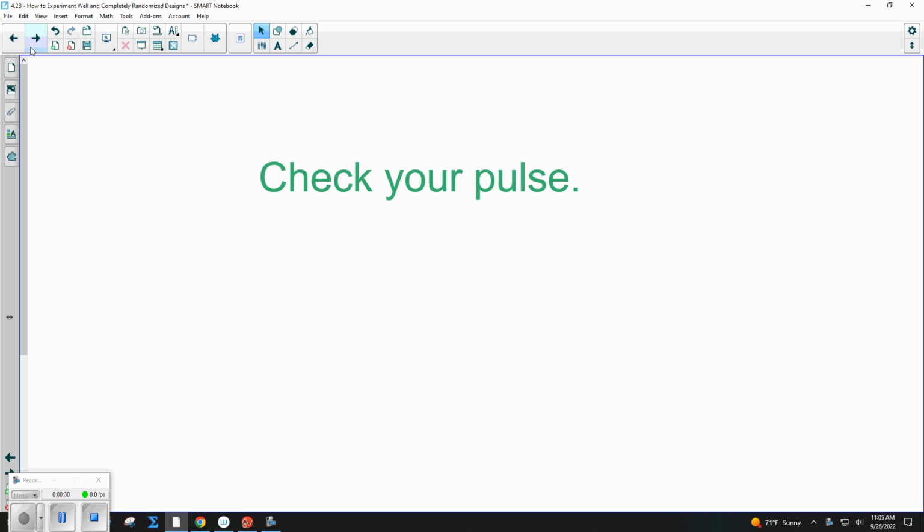All right, we're going to do a little experiment today. So we're going to check our pulse to start. Everybody put your finger here or here, wherever you can feel your heartbeat. We're going to do it for 15 seconds, and then you're going to multiply by 4, so you get your pulse. Write it down so you have it.